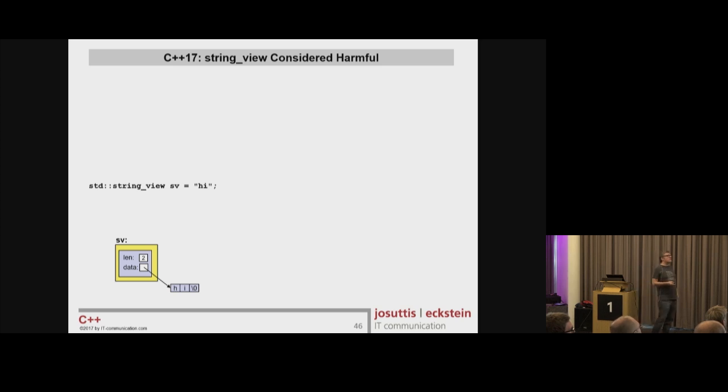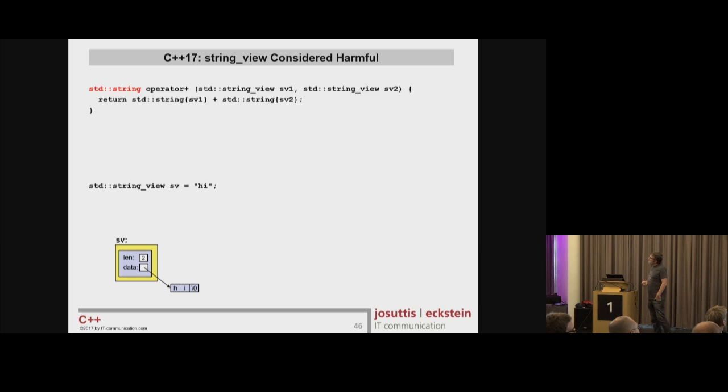Here's a nice piece of code that demonstrates how easily you can fall into traps now. Let's create a string view referring to the string literal hi. And then somebody in your team, in your project, has written these 3 lines of code, which say, let's add a string view to another string view. Well, the guy who wrote this function made everything right. Don't return a string view here, that would be wrong.